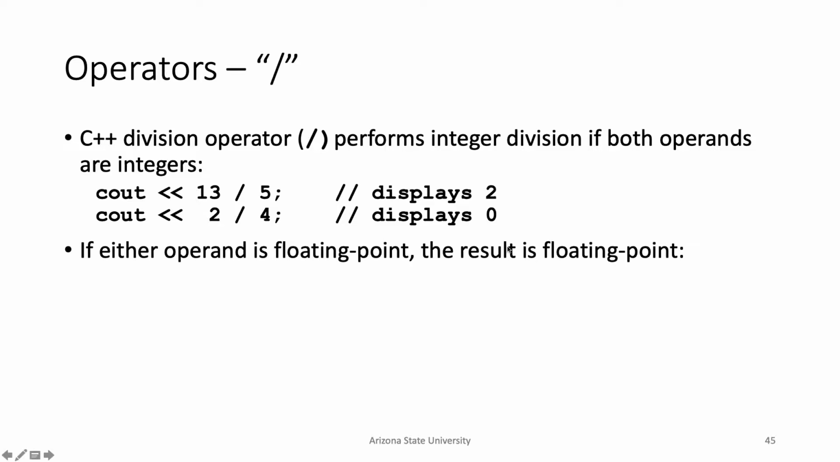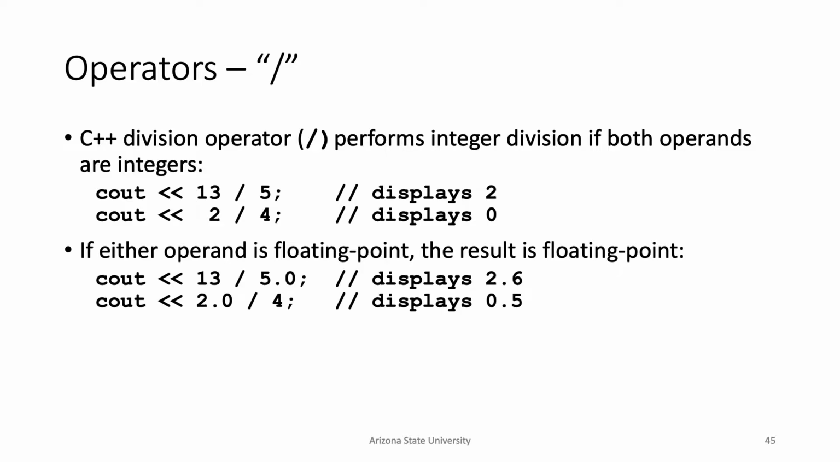But if either operand is floating point, double, float, doesn't matter, then everything is upscaled to be floating point. So if you have one of them being floating point, in this case, by putting a .0 here, then the computation becomes the correct one. It does everything correctly as you would expect. So sometimes you do want integer division, sometimes you don't.